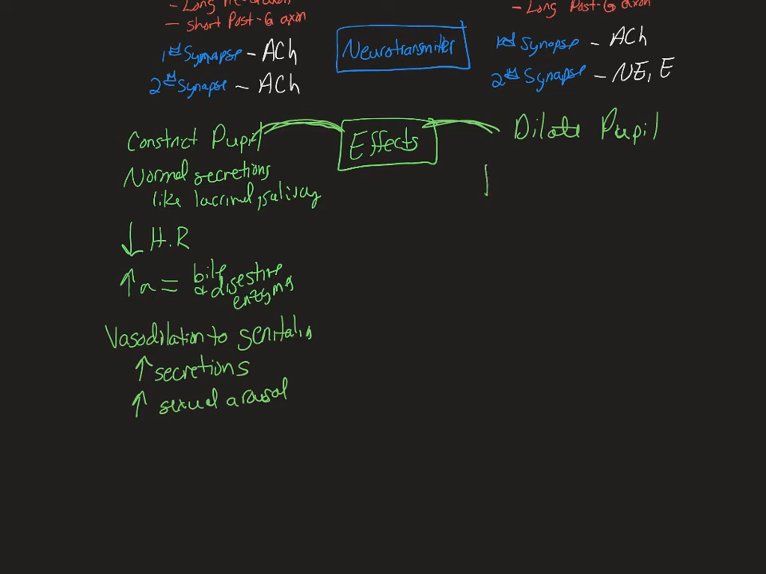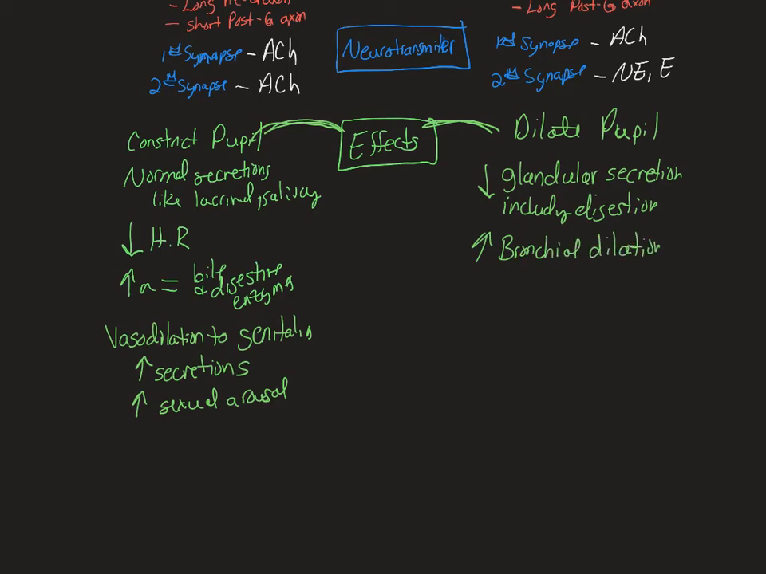It's going to reduce or shut down glandular secretions, including things for digestion, because when you're running from a dragon, you do not need to be digesting dinner or peeing. But it's going to increase bronchial dilation, because if you're running from a dragon, you need to be able to bring lots and lots of air into your lungs so that you can do gas exchange. But that means you also need to increase your heart rate and force.